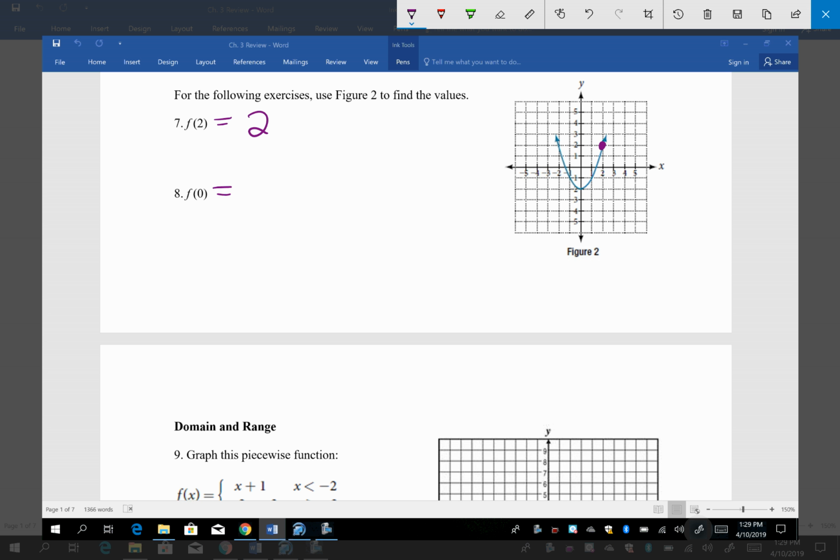Now when I do f of 0, when I go to x is 0, where is the function? It's at negative 2 down here, so that means f of 0 is negative 2. Questions on 7 and 8? The outcome is the y, correct.